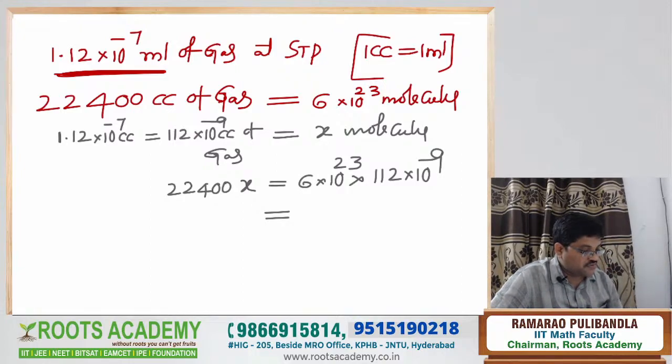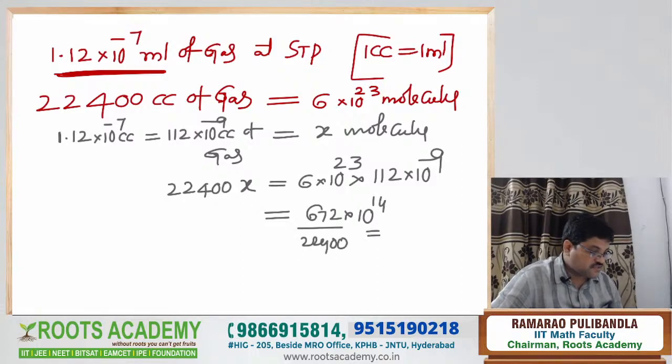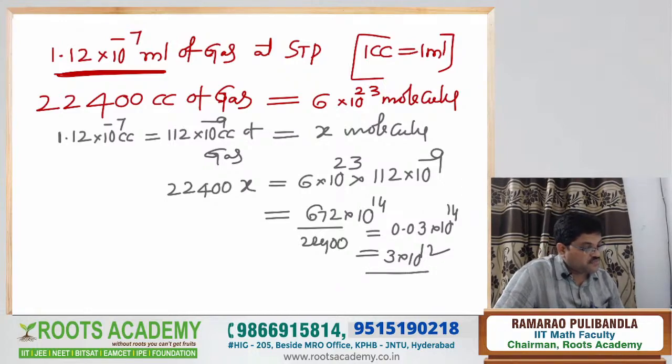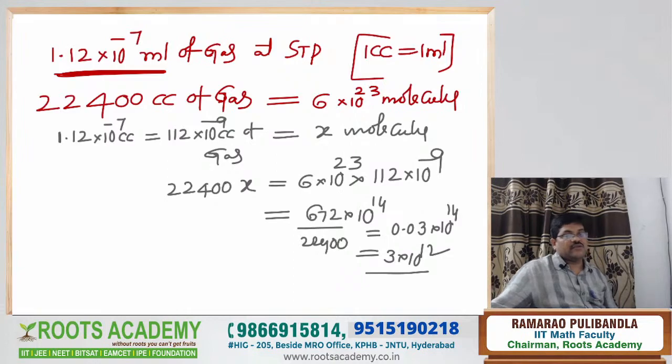You write 112 into 6, divided by 22,400. You get 0.03 into 10 power 14, that is equal to 3 into 10 power 12 molecules. Understood? Simple logic, no confusion in this question. Very easy. 22,400 cc of gas has Avogadro number of molecules. Therefore, 1.12 into 10 power minus 7 cc of gas has how many molecules? X molecules.